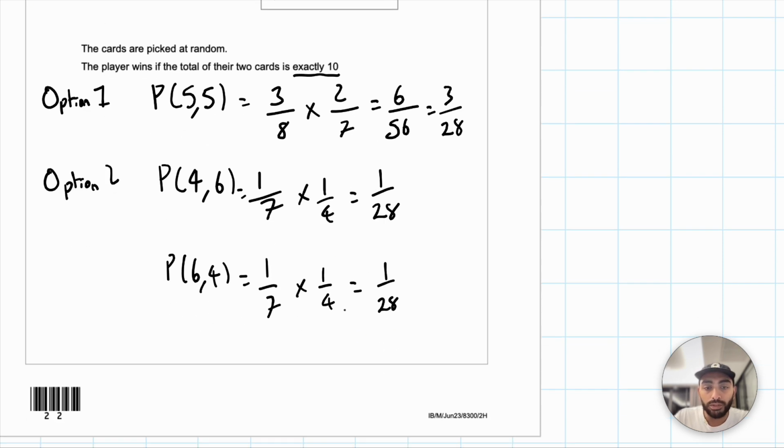I need to add up both of these two together. So 1 over 28 plus 1 over 28 is equal to 2 over 28. And this is nice. I won't simplify it because I can compare it very easily now. Option 1 gives me a probability of 3 over 28, and option 2 gives me a probability of 2 over 28. And the larger of these two numbers is 3 over 28, so option 1 is more likely.